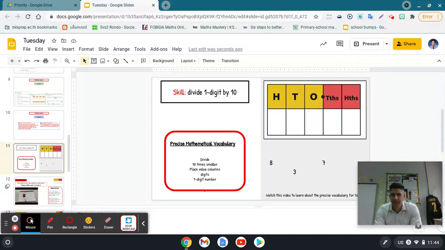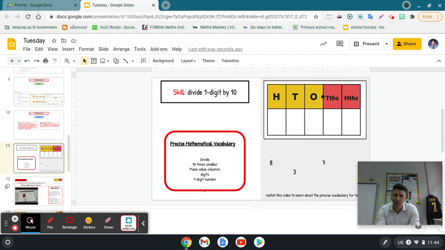Good morning, Year 4. In today's lesson, we're going to be dividing one-digit numbers by 10. So if you think back to term 1, you may remember we were dividing two-digit numbers and three-digit numbers by 10. And we had the rules where using place value columns to divide by 10, the numbers moved one place to the right. Now, when we were using two-digit numbers and three-digit numbers, the answers we were getting after dividing by 10 were whole numbers.